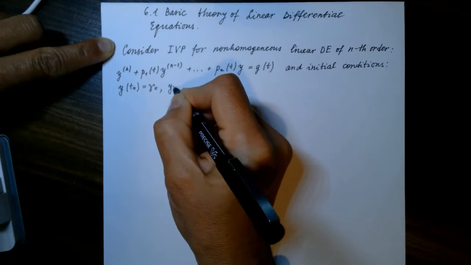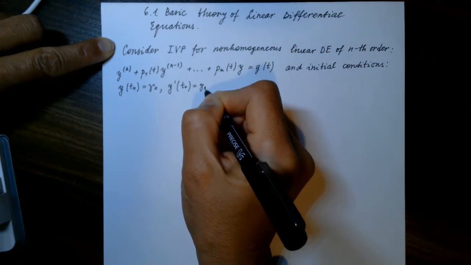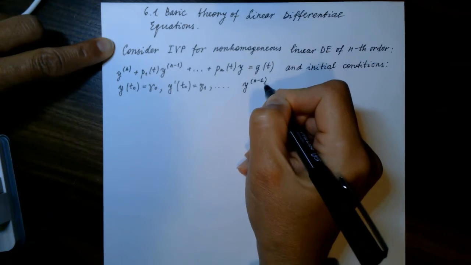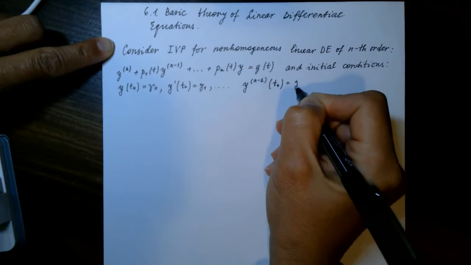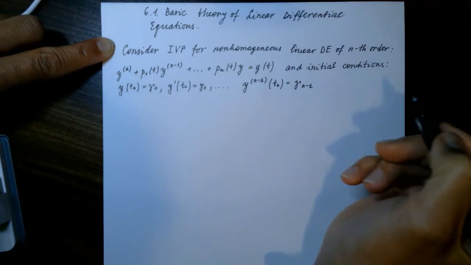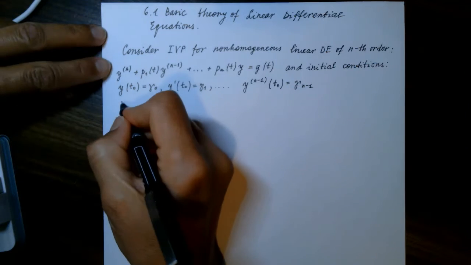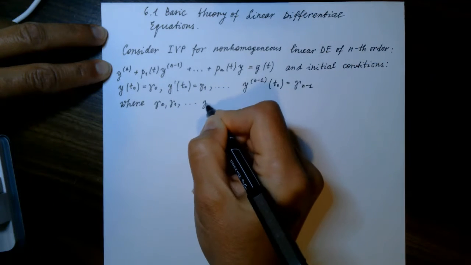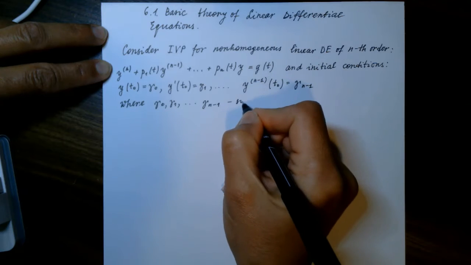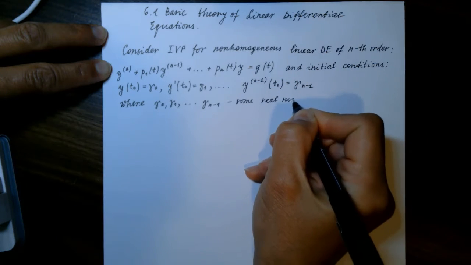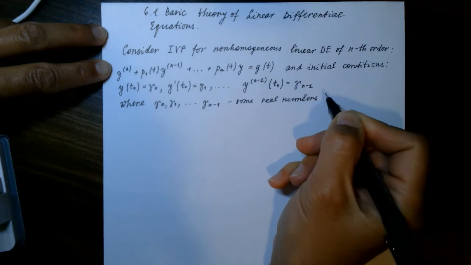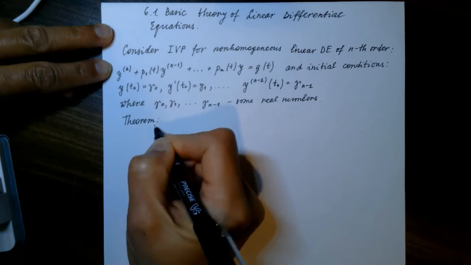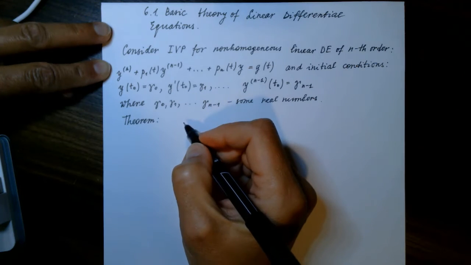And we are going to consider also initial conditions. Initial conditions are set at point t0, and they're equal: y of t0 equals gamma 0, and the derivative at t0 equals gamma 1, and the (n minus 1)th derivative at t0 equals gamma n minus 1. So in total, we have n initial conditions. What are gammas? Gammas are just numbers, right? Real numbers, whatever they are equal for the equation or physical problems they describe. They're just real numbers.